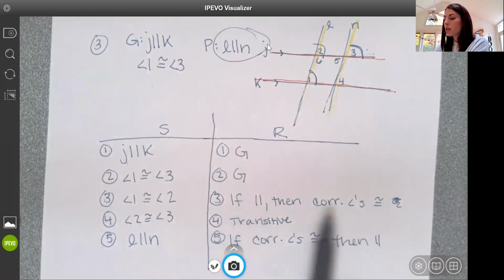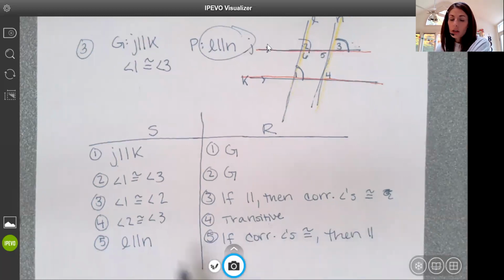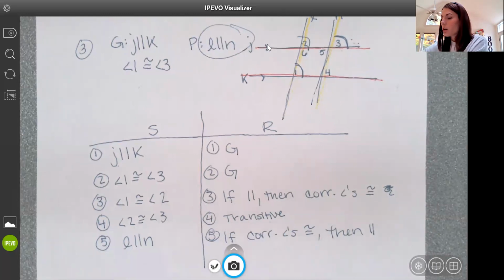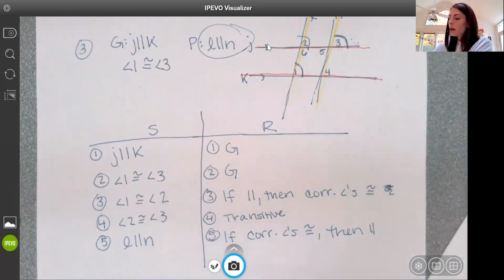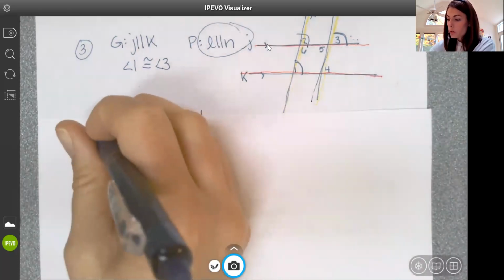Okay, so I can write this here. If parallel, then angles are congruent, or if some angle relationship is congruent, then parallel. Okay, that if-then, that's what you will be seeing on the proofs. On number 4, it's a little bit of a different proof.